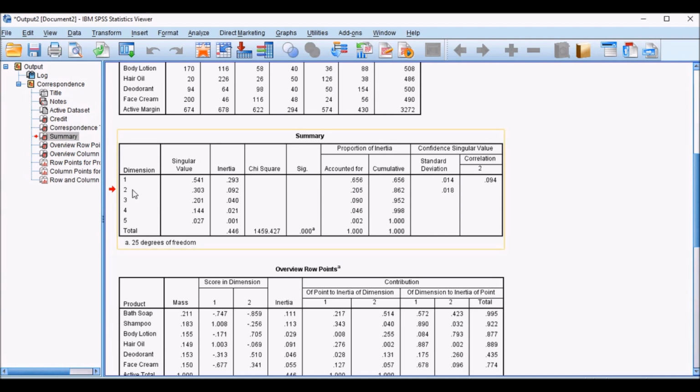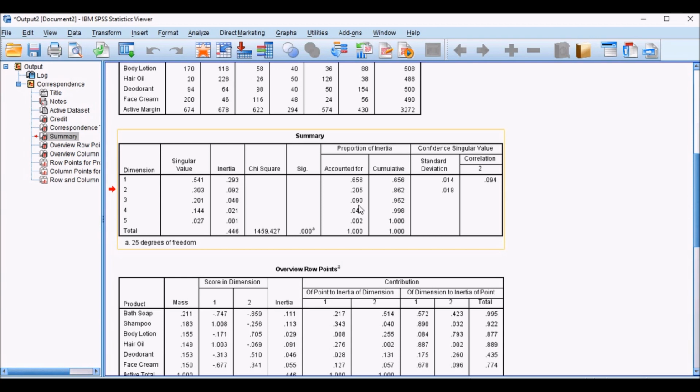If I go to dimension 2, it is increasing by 0.205, that is 20% is increasing. So the total inertia explained is 0.862. If you go to the third dimension, we can see the inertia accounted for is very less, that is 0.09, that is 9% only we are getting as an increase.